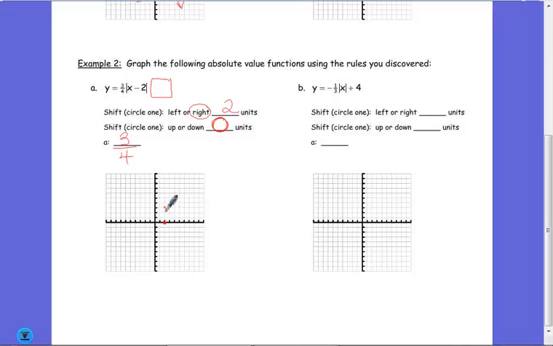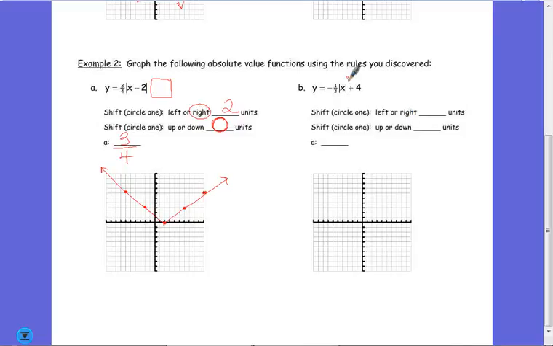Rise 1, 2, 3, and there's 4. I can do it again if I want. 1, 2, 3, there's 4. Go back to my vertex. I still go up 3, but this time I go left. 1, 2, 3, 4. I can still go up 3, but I go left. 1, 2, 3, 4. And so that should have been the V that you should have created. So let's see how you did on this one.